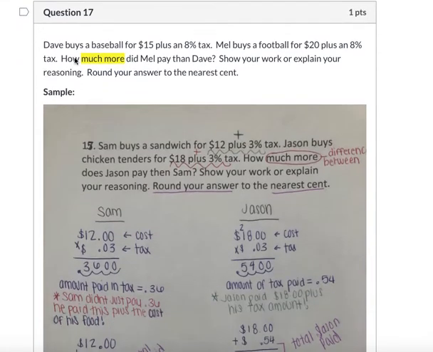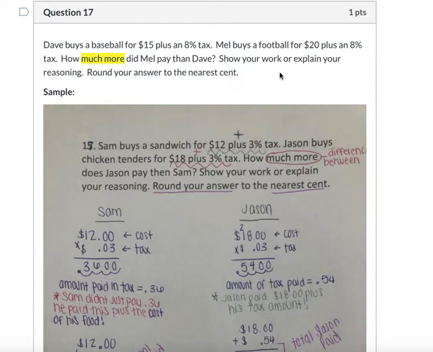Question 17. Dave buys a baseball for $15 plus an 8% tax. Mel buys a football for $20 plus an 8% tax. How much more did Mel pay than Dave? Show your work and explain your reasoning. Round your answer to the nearest cent.